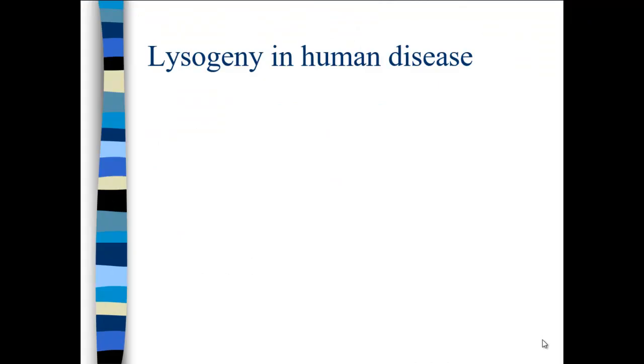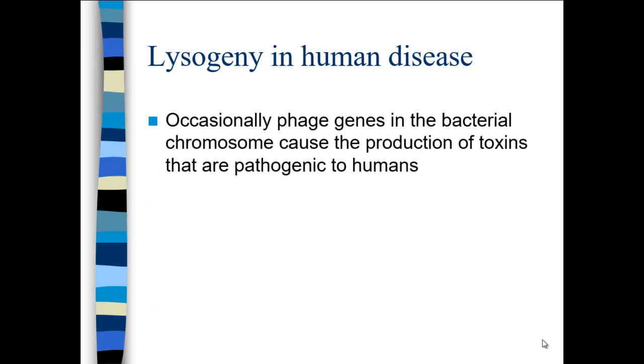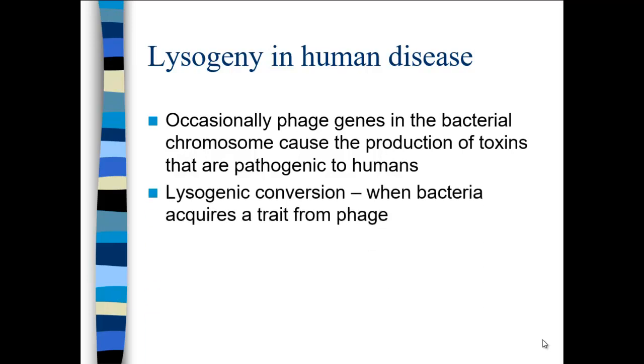Okay, in terms of human disease, there are some important bacteria where lysogeny has occurred, and that causes the bacterial infection to be more insidious. And these lysogenic portions, these actual viral portions that incorporate into the bacterial genome, contain genes that produce toxins that are pathogenic to humans. So when bacteria acquires a trait from phage, we call that the lysogenic conversion.